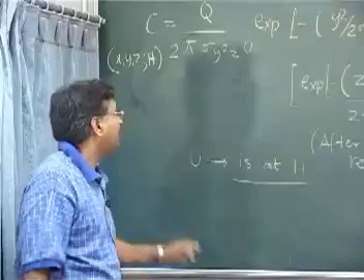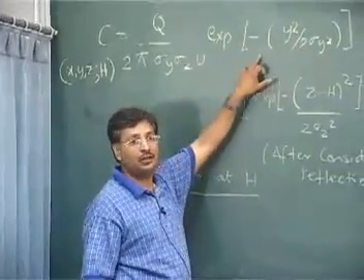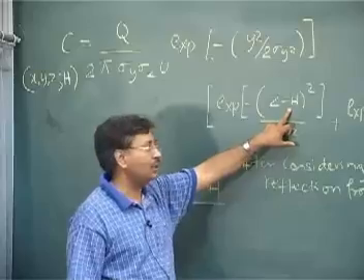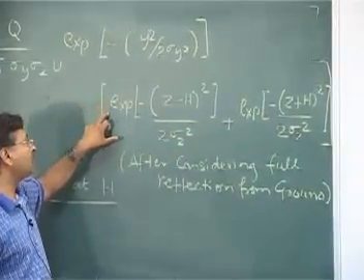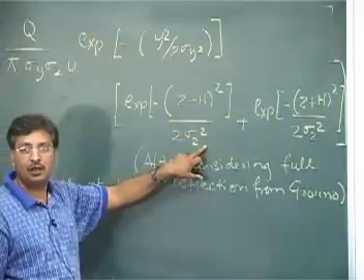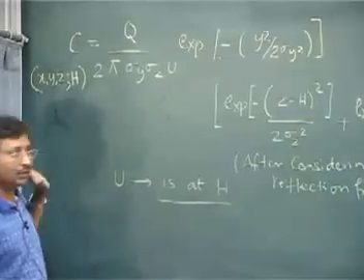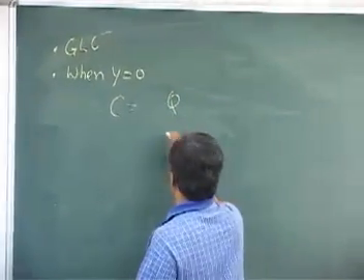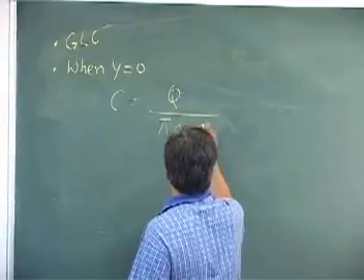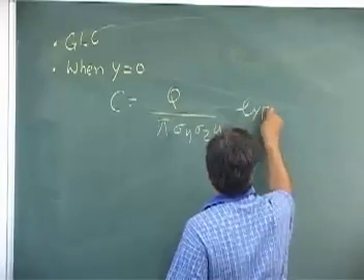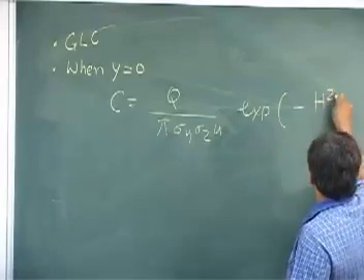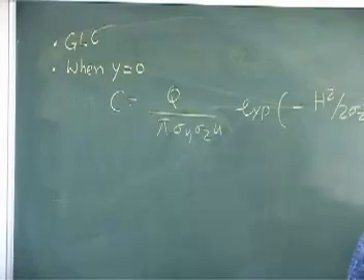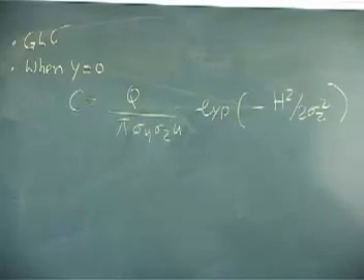That thing you can very quickly see, this term will disappear. This will become H square. This is also H square. So it will become 2 times exponential minus H square by 2 sigma z square. That 2 will cancel out with this 2. So I'll write that if you agree. C becomes Q over pi sigma y sigma z U, exponential, y should disappear, minus H square by 2 sigma z square. That is all.